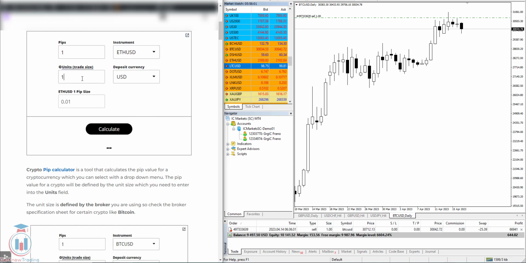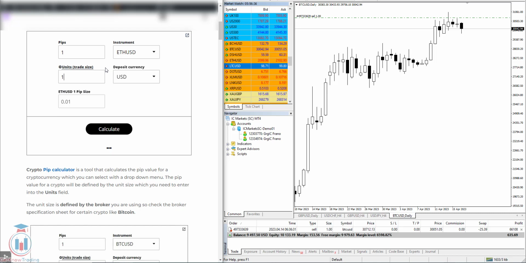Then you have the number of units, which means a trade size, where you define how many units of a base currency will have one standard lot. When you put the mouse over this unit trade size sentence, you can see that forex pairs are 100,000 units per lot. But you need to check your account broker, which trading platform you are using. You need to check how he has defined the units for one standard lot for this cryptocurrency, because this will affect the value of a pip.